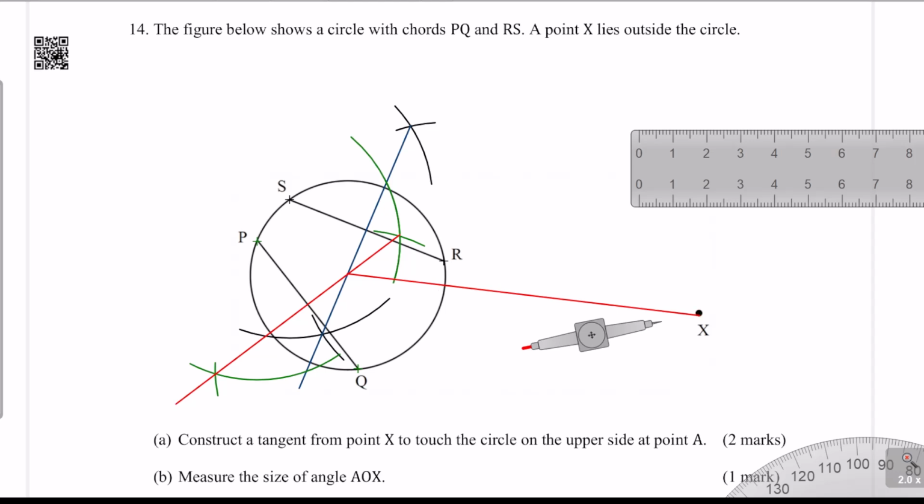Call the center O, and join O to X. Let me join it properly. So you join it like that. It is okay. So this is the center of the circle. Now from there, we want to construct a tangent from point X to touch the circle on the upper side at point A.